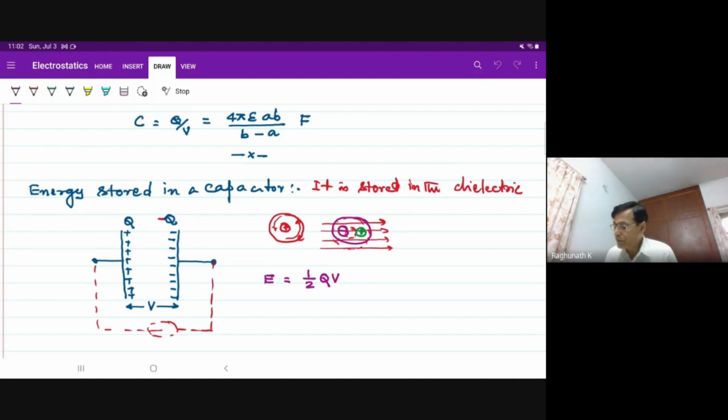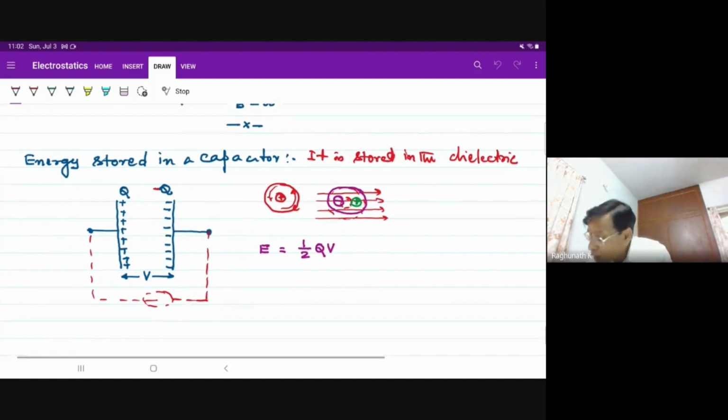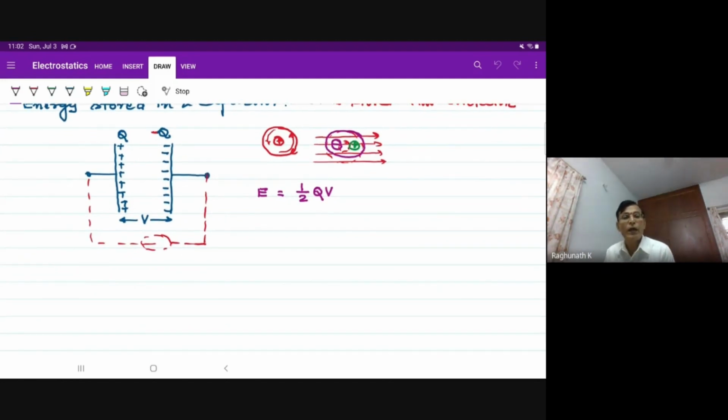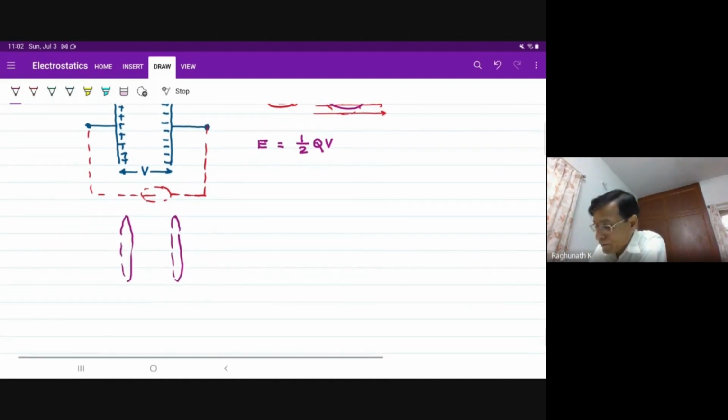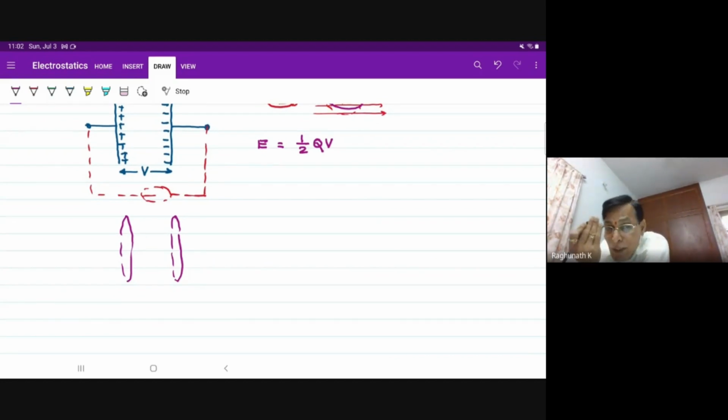Now, we know that when you have two conductors just separated by a dielectric, there will be no charge on it. The potential difference between these two conductors, if there is no charge, is zero. If we transfer an electron from one conductor to the other conductor, one becomes plus, another becomes minus.